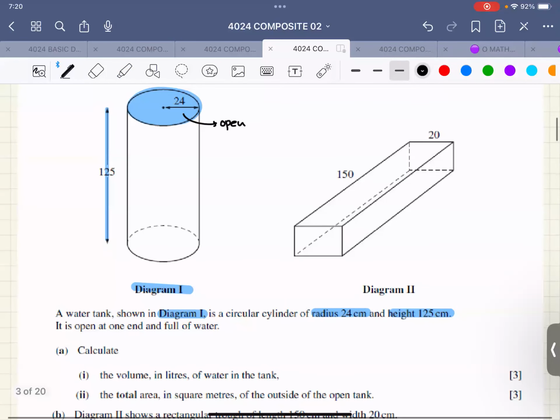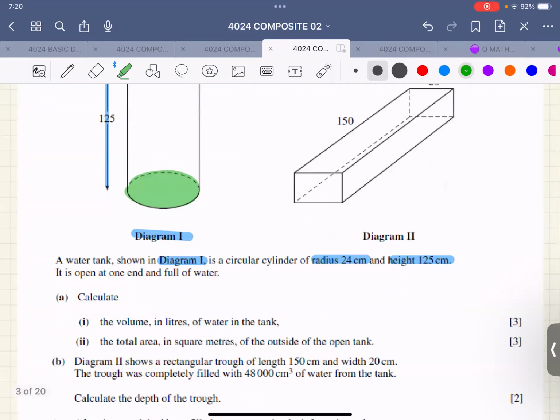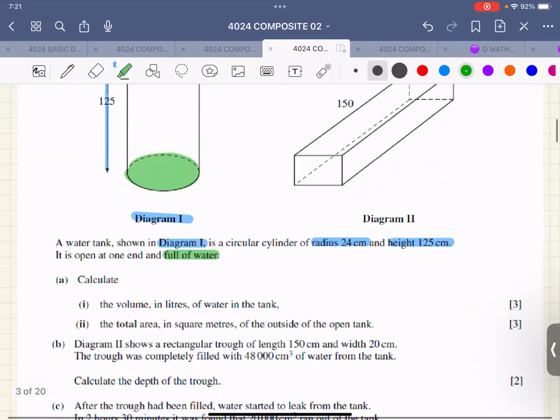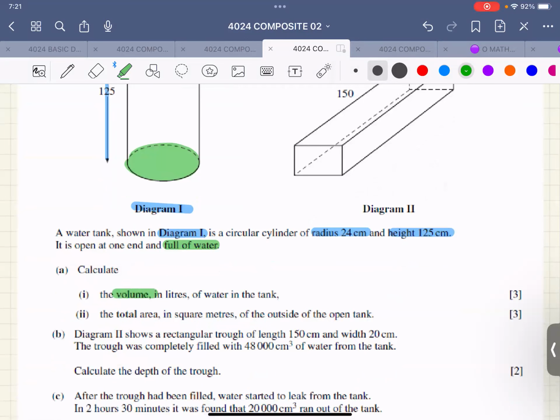And yes, there is another end. Definitely that end is closed. So let me just highlight this. This is the closed end over here, and both ends are a circle. That's the shape. And then it says it's open at one end and full of water. And then it says calculate the volume in liters of the water in the tank.